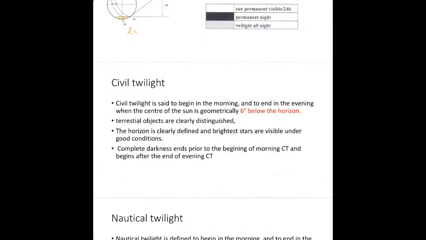Voilà. Now there are several kinds of twilight. You have civil twilight, nautical twilight, and astronomical twilight. Twilight is said to begin in the morning and to end in the evening.